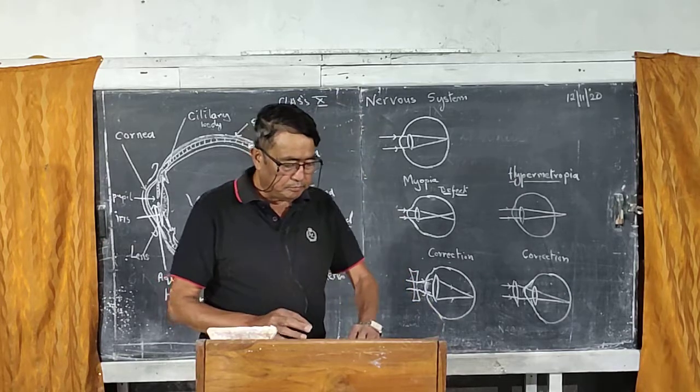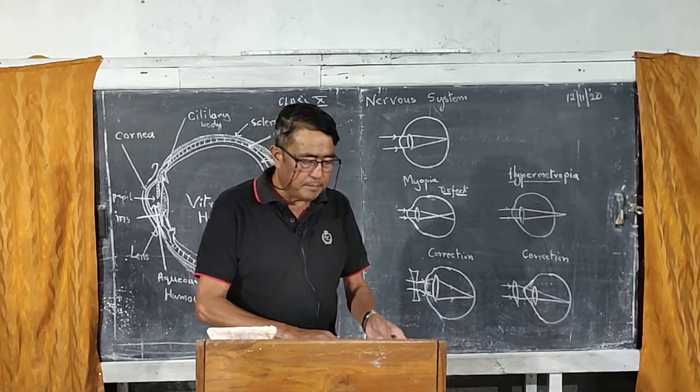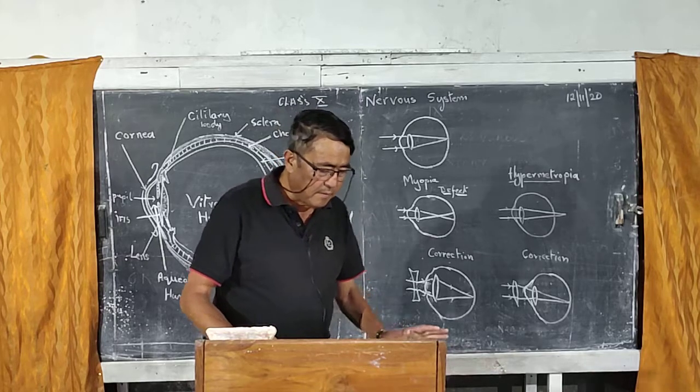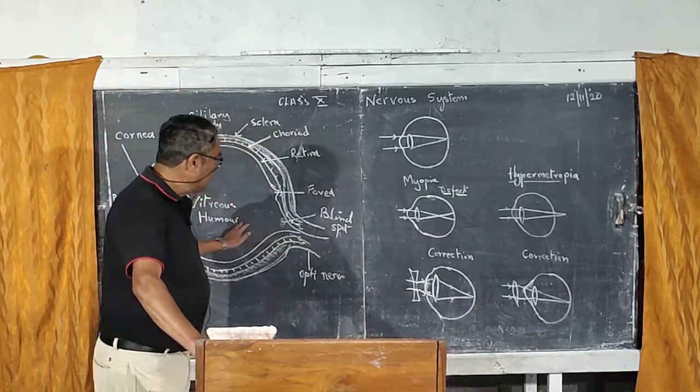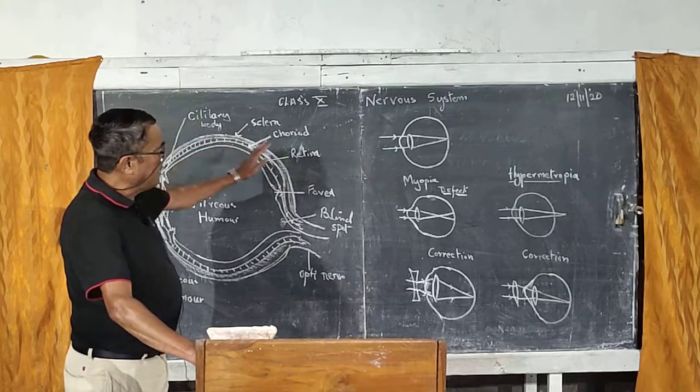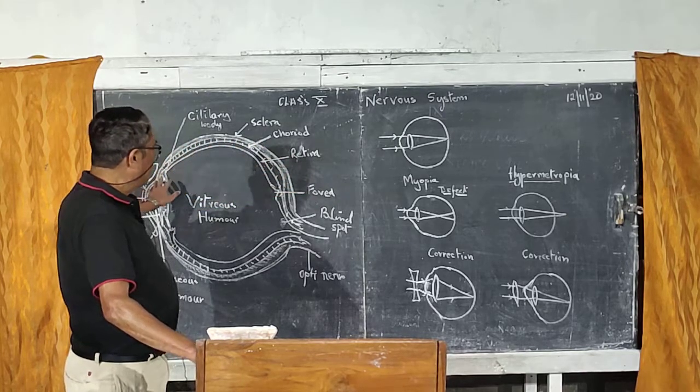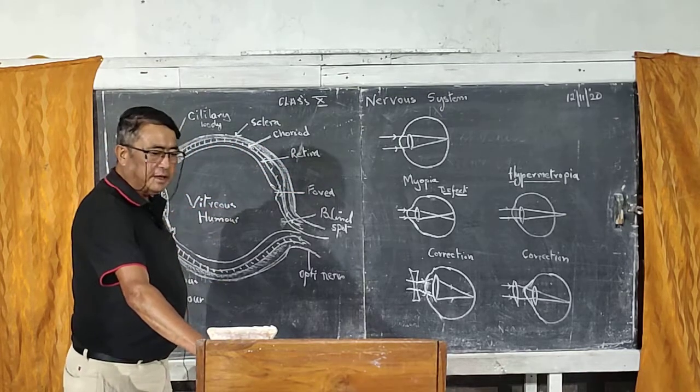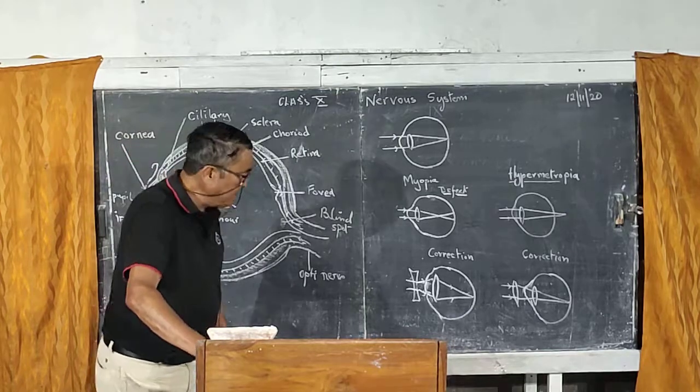So now, once again, learn the terms, functions, parts. That is enough for the structure of an eye. So next class we'll do about the ear.